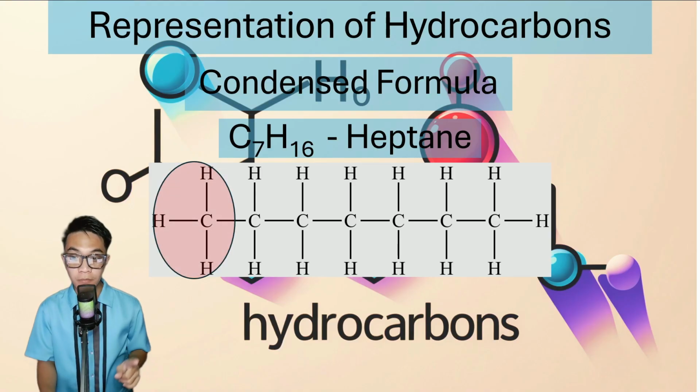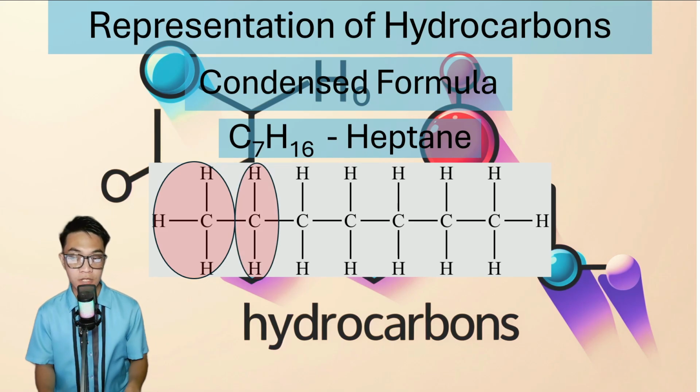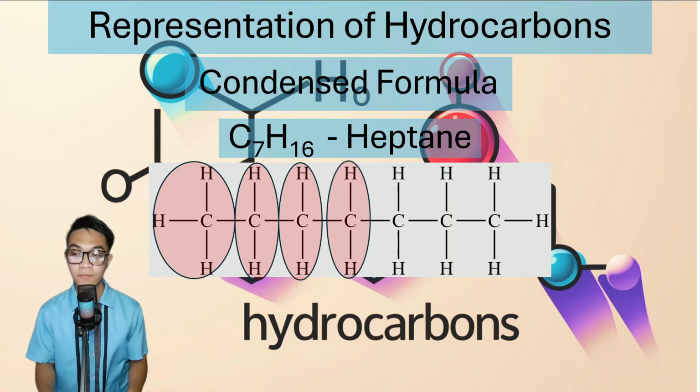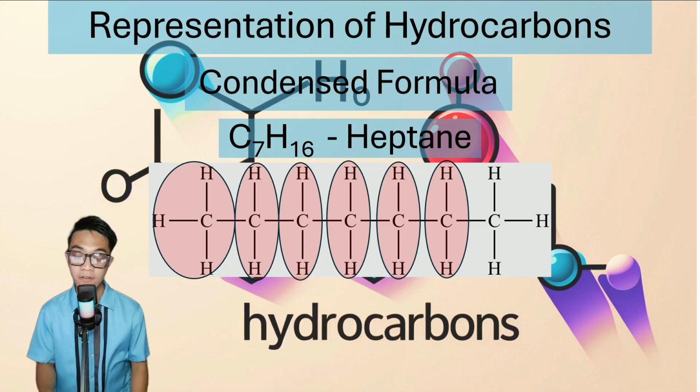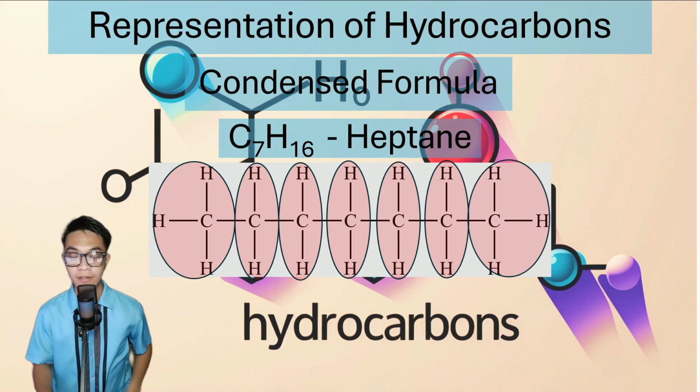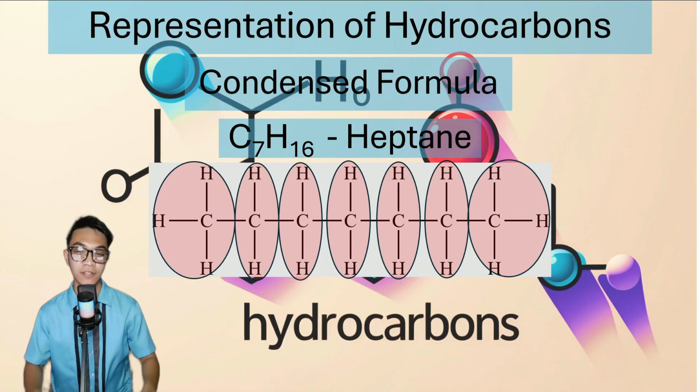I group these carbons with each of their hydrogen atoms attached to them. For example, in the first carbon, we have 3 hydrogens. Then follow along with the second carbon, they have 2 hydrogens. Same with the third, fourth, fifth, and sixth carbon. And the last carbon, we have 3 hydrogens attached to the carbon atom.